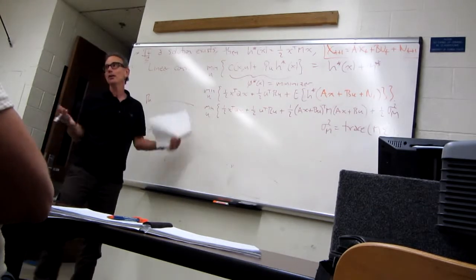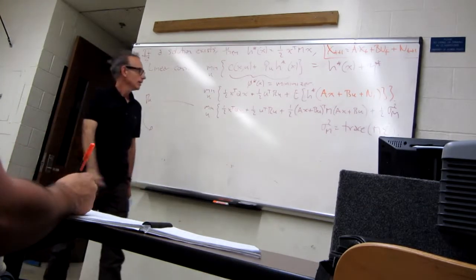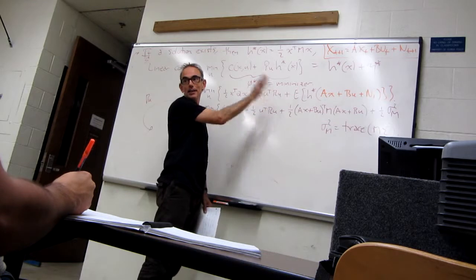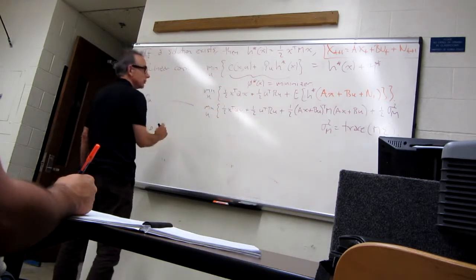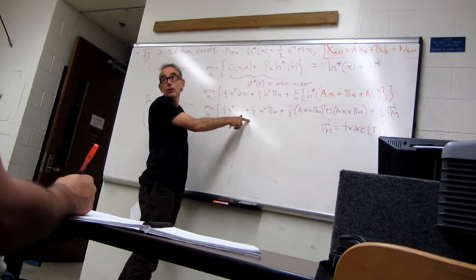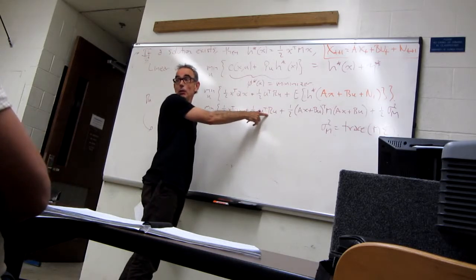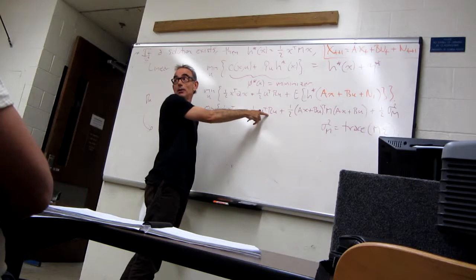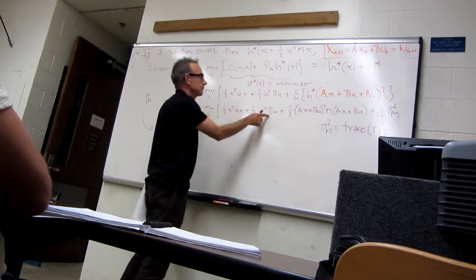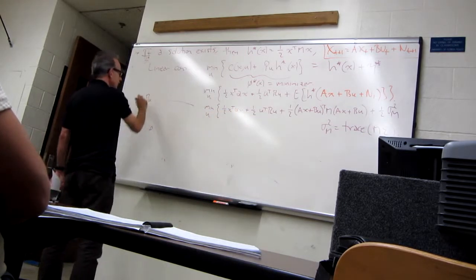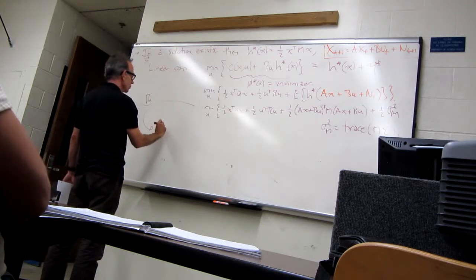If you want to minimize a quadratic, you take the gradient with respect to u. The halves are introduced just so I can get rid of a half. What do you get? The gradient of that with respect to u is just RU, because R is symmetric. It would be R plus R transpose, otherwise, over 2. You take the gradient, you'll get RU.